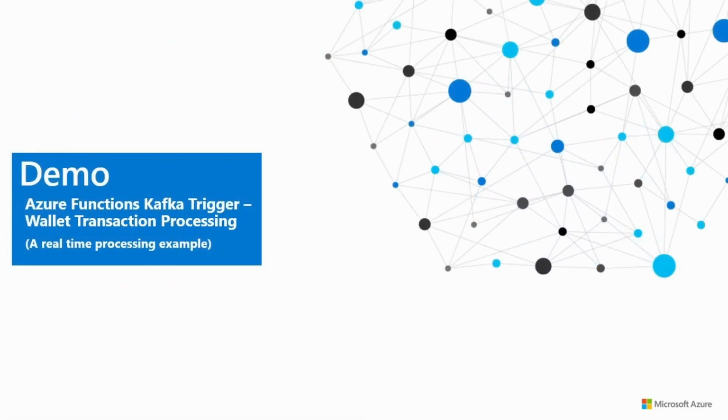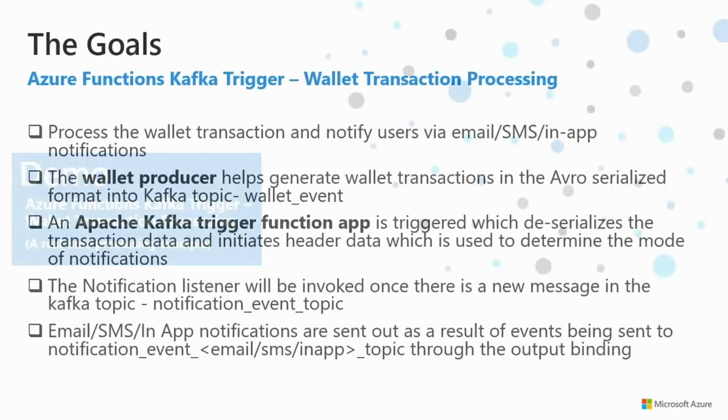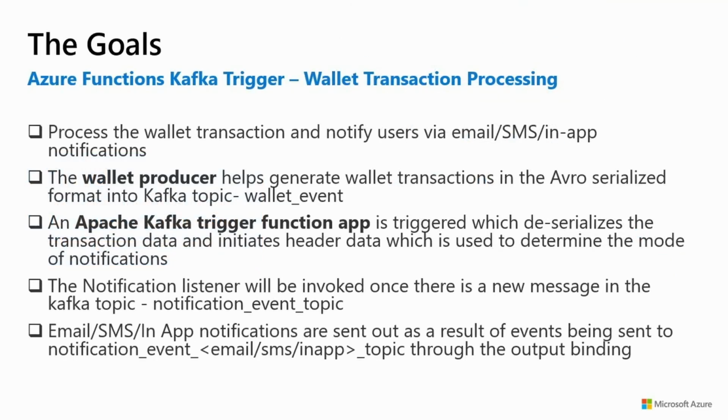It's time to see things in action. Let's take a look at the scenario, which is a real-time wallet transaction processing built using the Azure Functions Kafka Trigger extension. And these Kafka brokers are hosted on Confluent Cloud. In this demo, we will see how several events are captured by the function app and how Kafka topics are populated with events which are extracted from Kafka headers and deserialized messages.